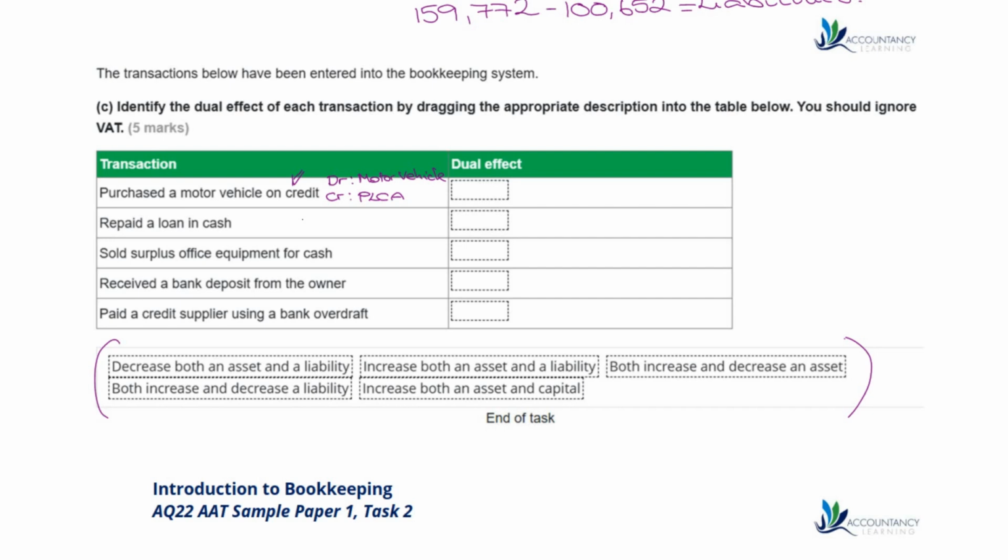So what type of accounts are these? We've got an asset account and a liability account, and they're both going to increase because we have got an increase in our motor vehicles and an increase in our credit with our supplier. So it's going to be increase asset and liability.